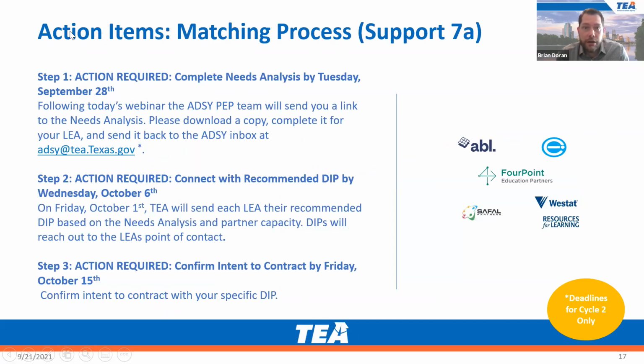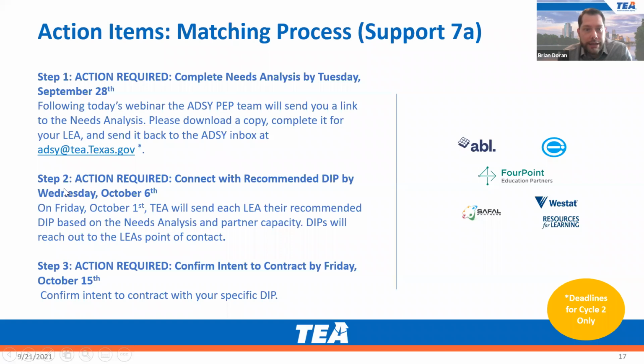And so as part of Support 7A, there are 3 action items that we'll have coming up over the course of the next couple of weeks. Following this webinar, likely tomorrow, we'll be sending a follow-up email that will include a needs analysis. This is a quick exercise designed to say, here are our strengths as a district, here's where we could particularly use support, and we will use this to basically match you with the design and implementation vendor based off of the strengths of the design and implementation vendors. So that will be due Tuesday, September 28th.